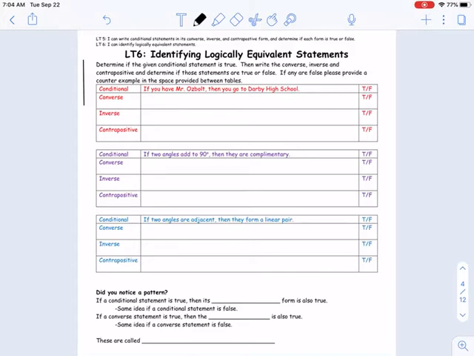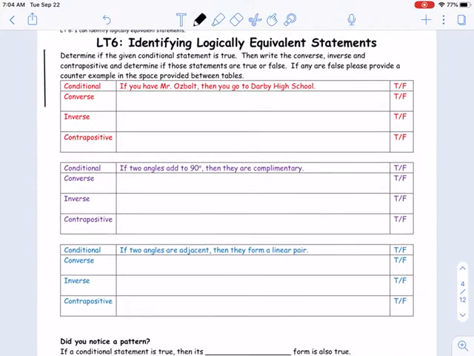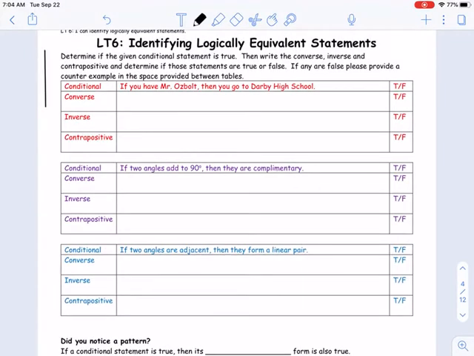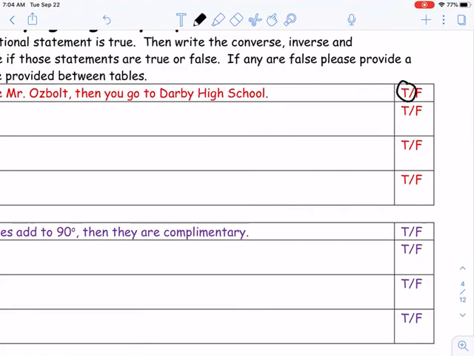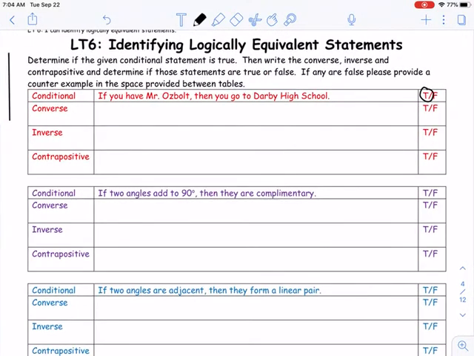Logically equivalent statements, so whether it's a converse, inverse, contrapositive, or conditional statement, there's going to be a pattern where some are always true, some are false, or whatever that may be. Alright, so if you have Mr. Oswald, then you go to Darby High School. That is a true statement. I don't teach anywhere else.